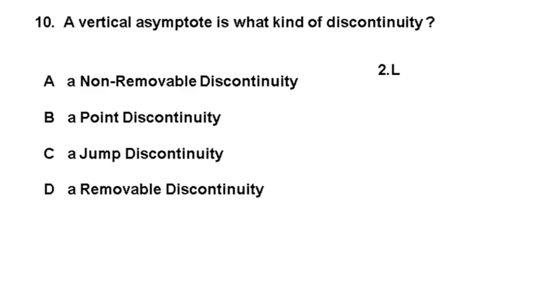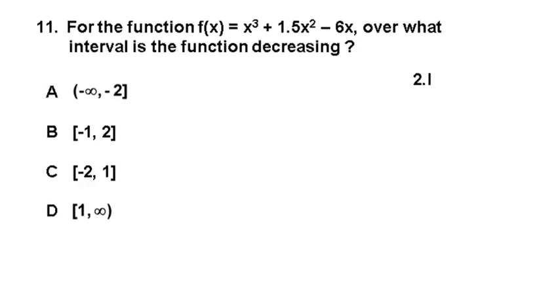10. A vertical asymptote is what kind of discontinuity? Well, it is a non-removable discontinuity. And just looking at these, answer choices A and D, you should recognize that between those two, one of those should be the right answer because they're sort of opposites of each other. This non-removable discontinuity is similar to a vertical asymptote is a type of non-removable discontinuity. Infinite discontinuity is another way of saying the same thing.